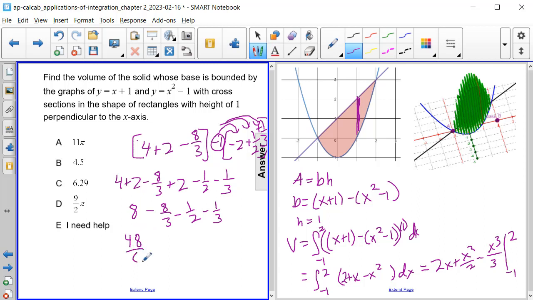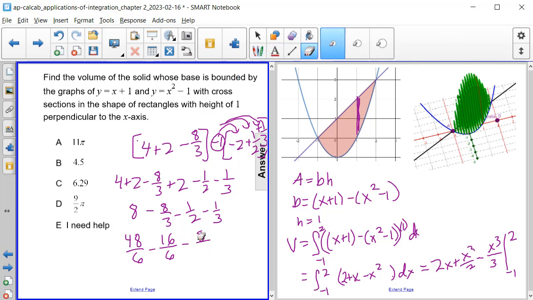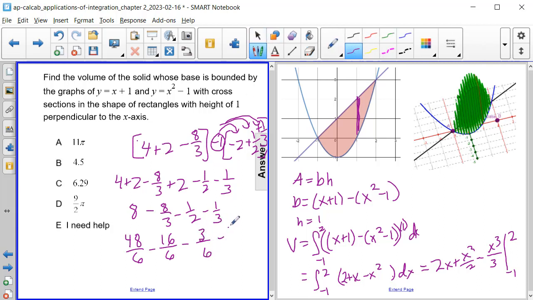48 over 6 minus 16 over 6 minus 3/6 minus 2/6. 48 minus 16 is going to be 32. 32 minus 2 is going to be 30. 30 minus 3 is going to be 27. So we have 27 over 6, which reduces to 9/2, which is equal to 4 1/2. Or answer choice B.